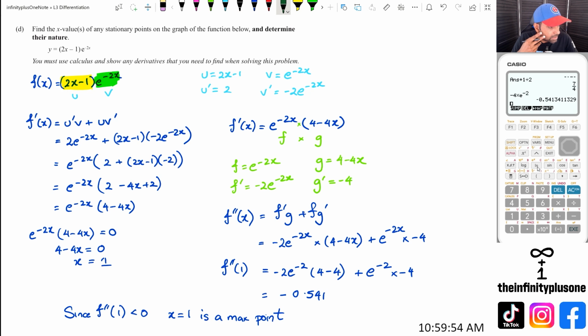So grades-wise, the correct expression for dy/dx gets you an Achieved, and I guess you don't have to simplify it. And then finding x equals 1 and justifying is going to get you that Merit grade.